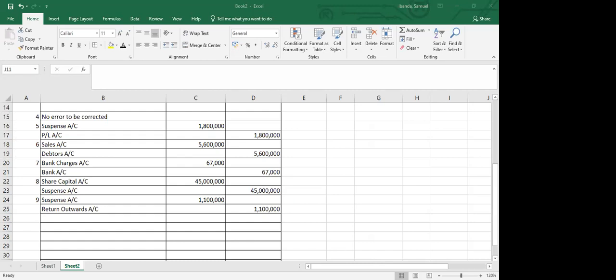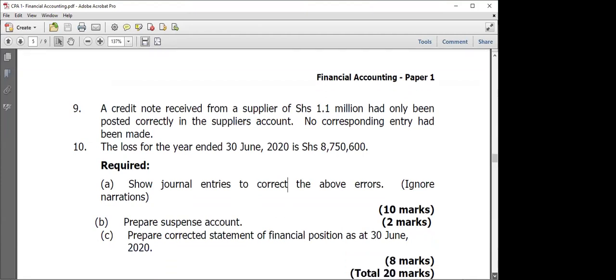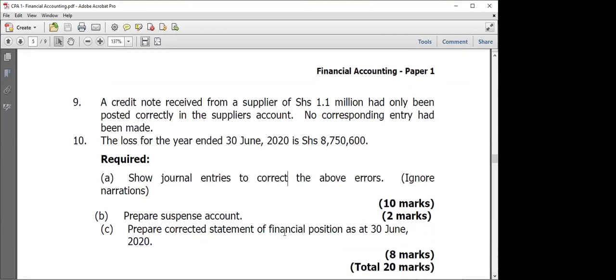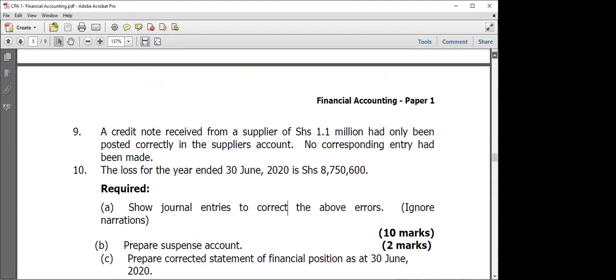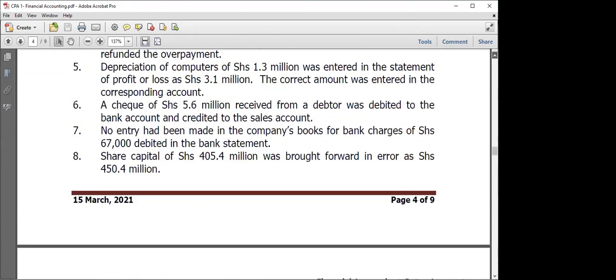Now, the other part of the question was asking us to prepare a corrected statement of financial position as at 30th June 2020. And how many marks are they giving it? They are giving it 8 marks.